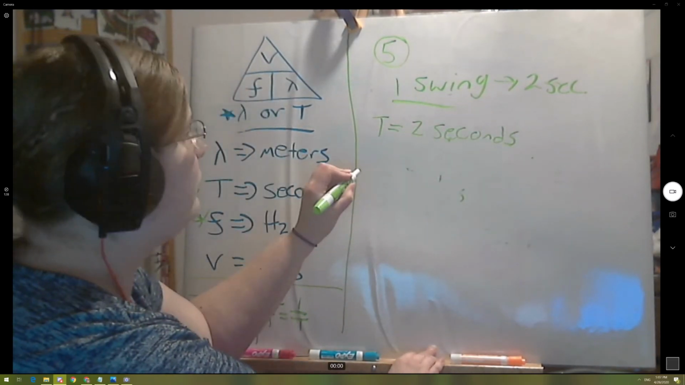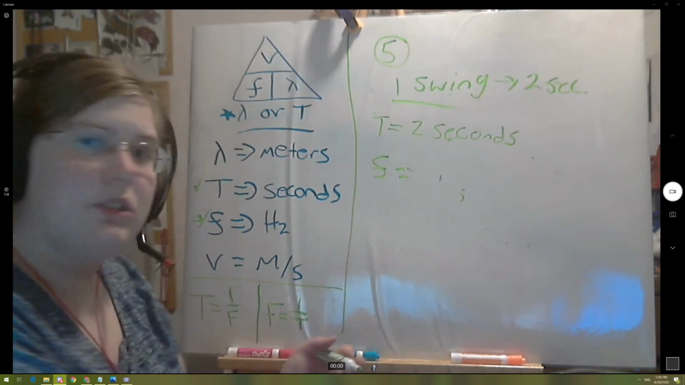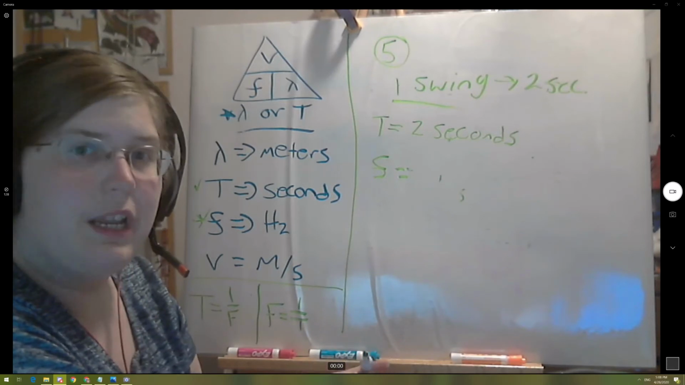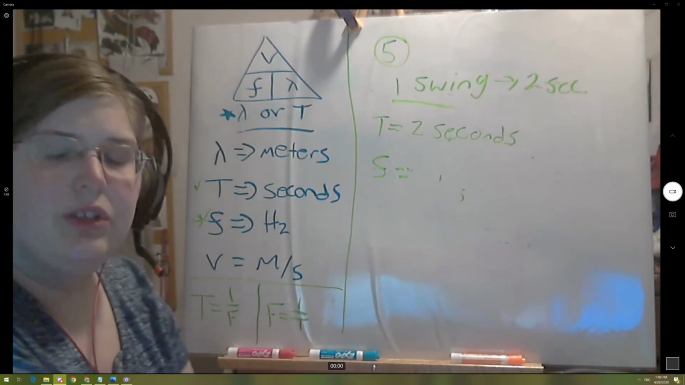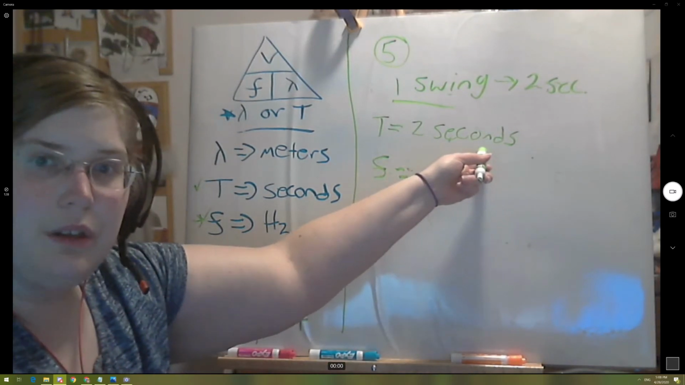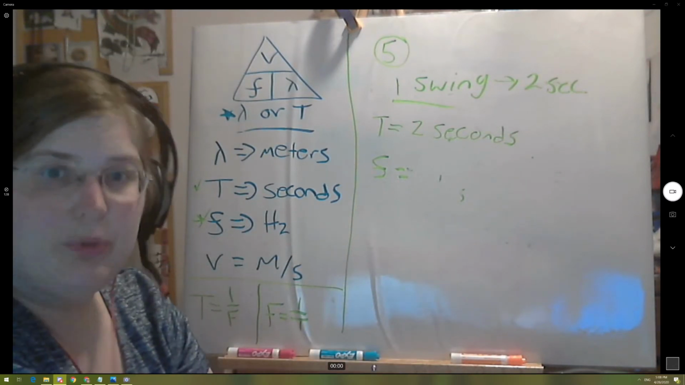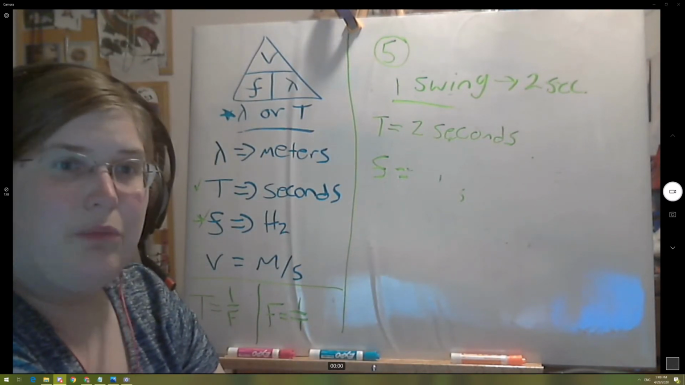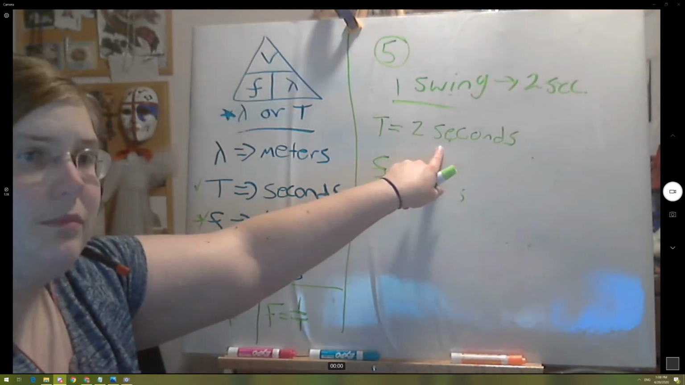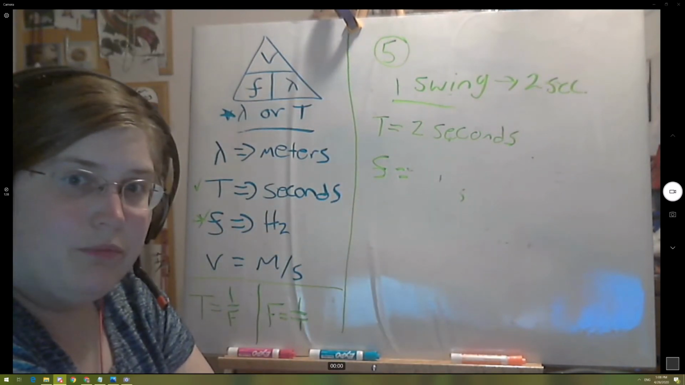Okay, and then it also wants us to figure out our frequency. Frequency is just how many times we go through a cycle in 1 second. But if you think about it, if we go through 1 cycle in 2 seconds, then how many cycles do we go through in 1 second? You could probably say that's divided by 2. So half of that, which is 1.